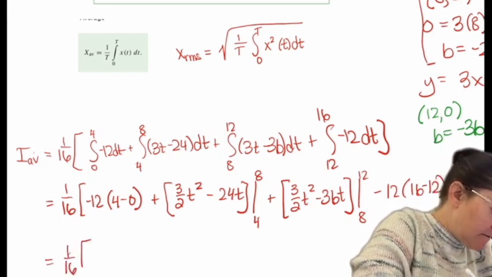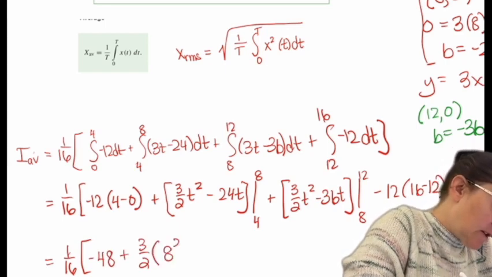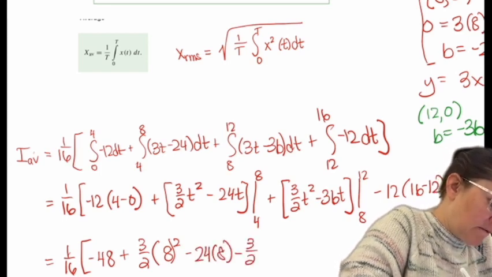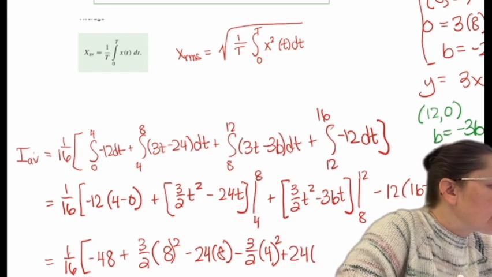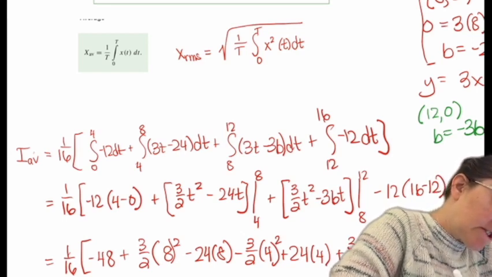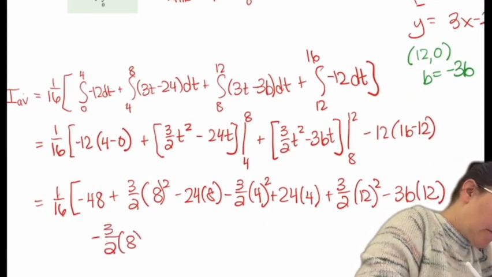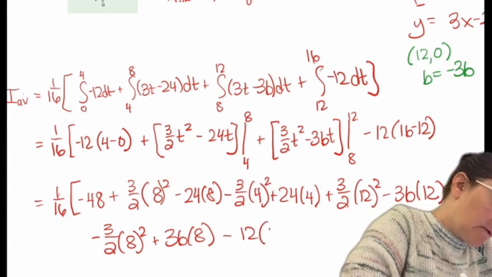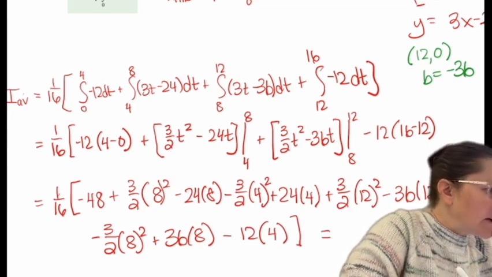So 1 over 16 times minus 48, plus 3 halves 8 squared minus 24 times 8, minus 3 halves 4 squared plus 24 times 4, plus 3 halves 12 squared minus 36 times 12, minus 3 halves 8 squared plus 36 times 8, minus 12 times 4. And multiplying all that out, you get minus 9 amps.